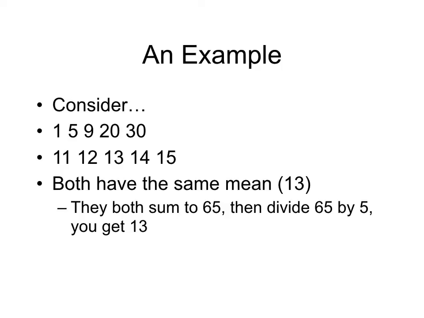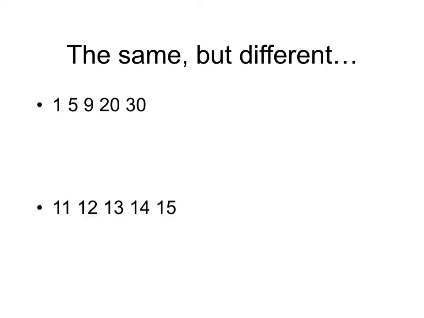And the same thing here. We get 65, we sum them, and we divide by 5, I'm sorry, we get 13. But they're clearly different, aren't they? So as I say here, they're the same but different, these 2 batches of numbers.